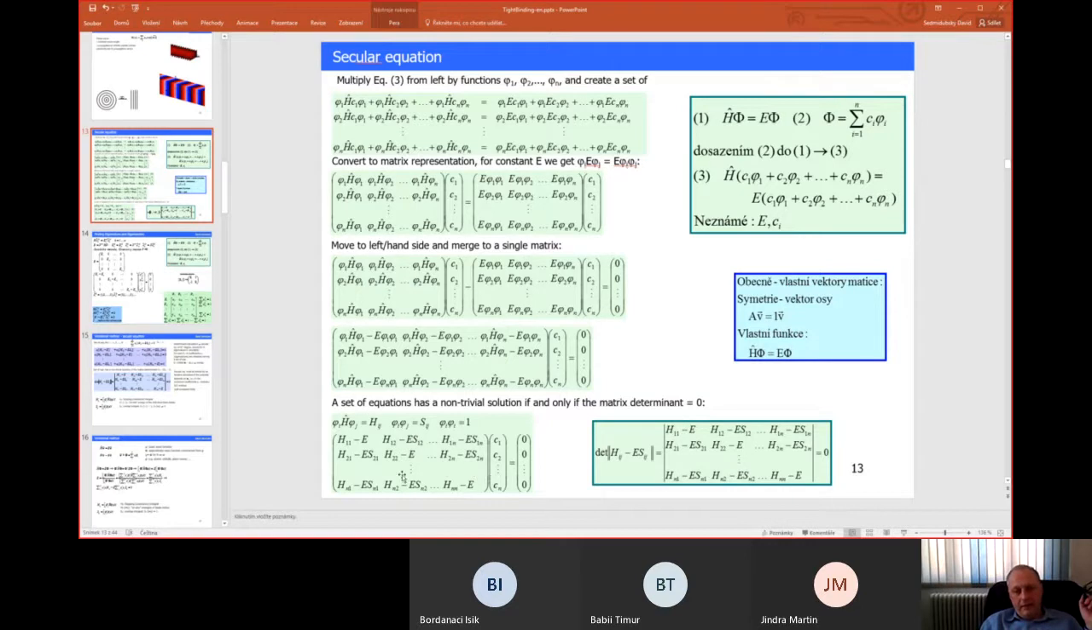Which is then simplified, and because it's a set of homogeneous equations, this has a non-zero solution if the determinant of this matrix is equal to 0. So from this condition, we are able to solve for the unknown value of energy, and if you evaluate this determinant, you see that if you start with two basis functions, you get the matrix 2 times 2. The dimension of the matrix will be 2, and the determinant is then quite easily evaluated.